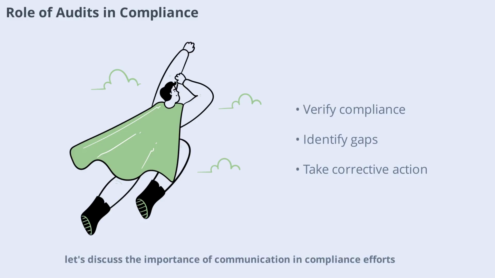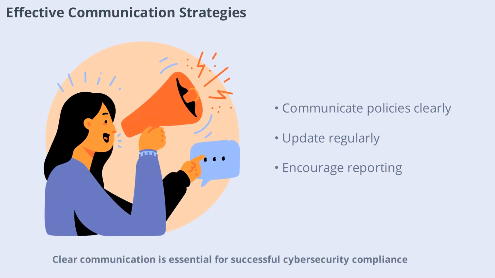Next, let's discuss the importance of communication in compliance efforts. Clear communication is essential for successful cybersecurity compliance. Organizations must ensure that policies, procedures, and expectations are communicated to all employees. Regular updates about regulatory changes and security incidents keep everyone informed. Open channels for reporting concerns or incidents encourage a proactive approach to security. Effective communication supports a culture of transparency and accountability.